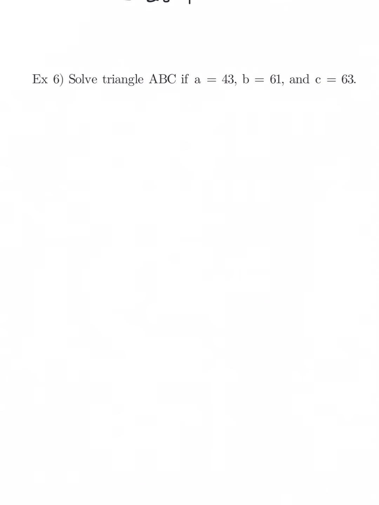For example 6, we are going to solve triangle ABC if side A is 43, side B is 61, and side C is 63. In this case, we know all three of the sides, and we need to find the three angles. You can choose to find whichever angle you want first. I'm going alphabetically, like I've been doing.